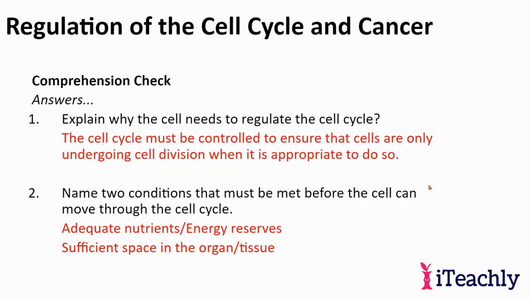So I'm going to explain why the cell needs to regulate the cell cycle. The cell cycle must be controlled to ensure that cells are only undergoing cell division when it's appropriate to do so. So you want to get rid of any mistakes. Name two conditions that must be met before the cell can move through all the cell cycles. So they have to have adequate nutrients, energy reserves, and sufficient space in the organ or tissue.